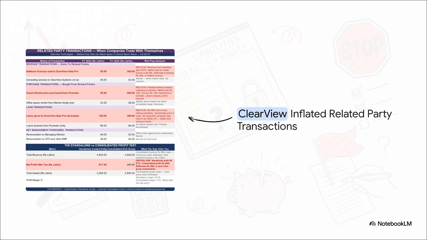Look at ClearView's related party disclosures. They sold a software license to their own subsidiary for rupees 380 lakhs, when the actual market rate is only rupees 80 lakhs. So revenue was magically inflated by rupees 300 lakhs. They also purchased cloud infrastructure from a promoter entity for rupees 285 lakhs, when the market rate was just rupees 150 lakhs. They are literally extracting wealth straight out of the listed company.